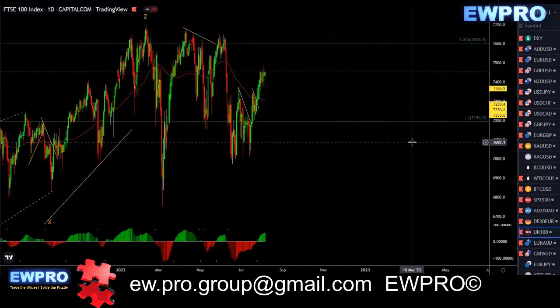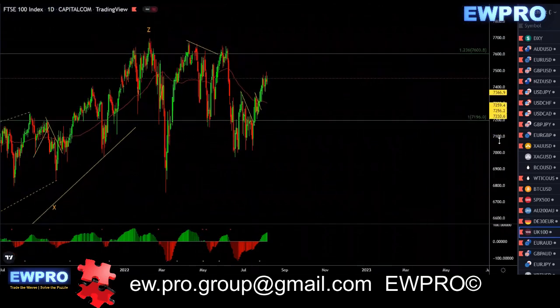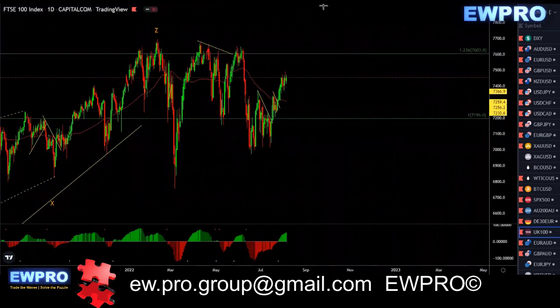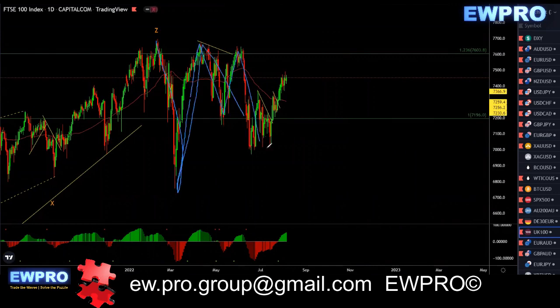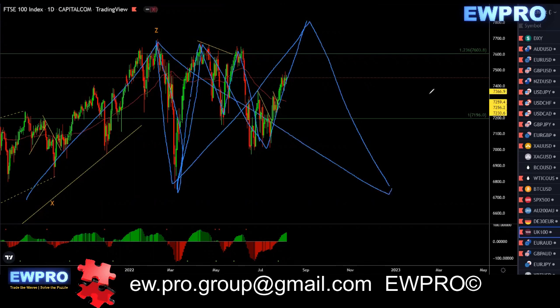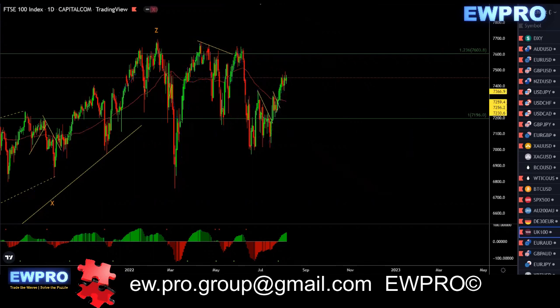And the FTSE. So again, this can turn into so many different structures because we got an impulse and an impulse. Then this is our correction. So we can look at A, B, C, A, B, C before you get the larger, more upside. So this can become quite complex.